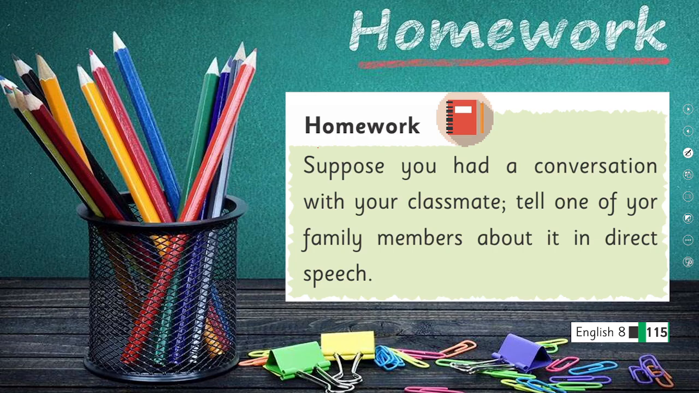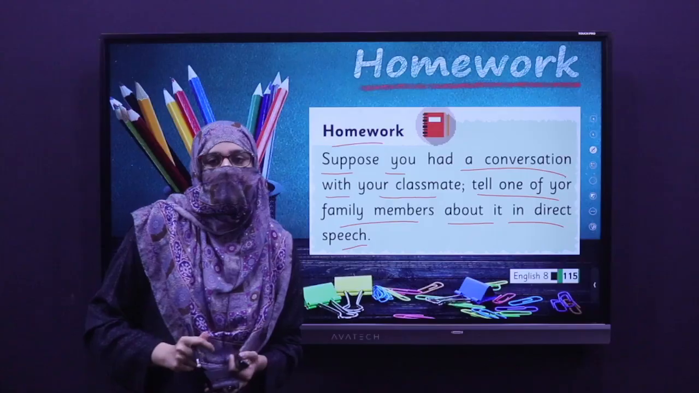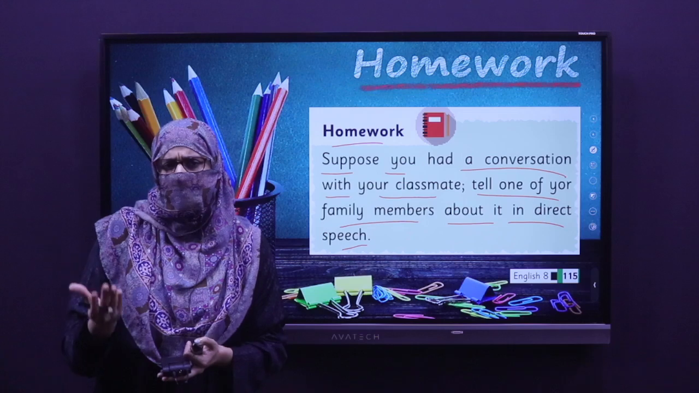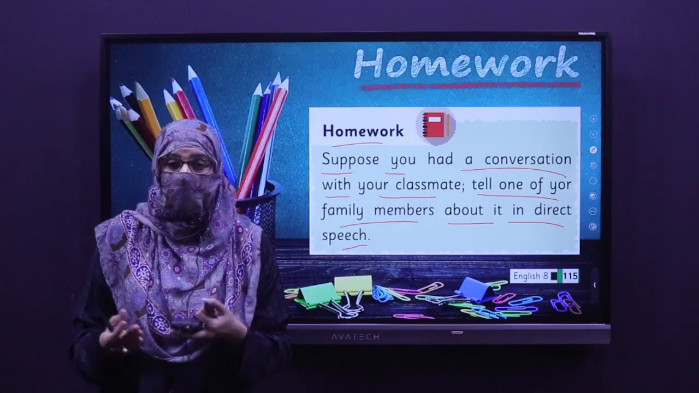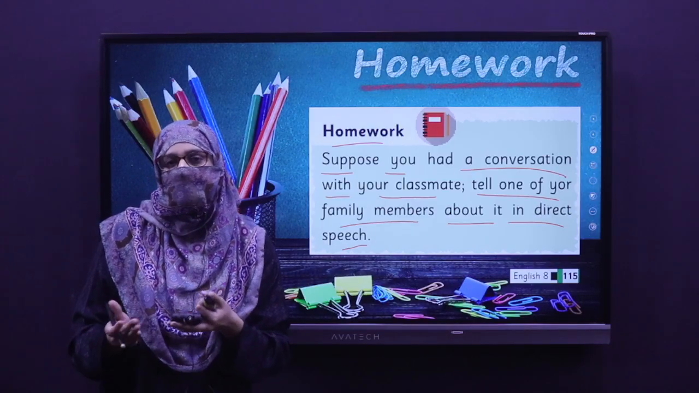This is your homework. Suppose you had a conversation with your classmate. Tell one of your family members about it. क्योंकि आपने अपने क्लासमेट से, अपने क्लास फेलो से जो कन्वर्सेशन की होगी वो डायरेक्ट स्पीच होगी. अब आपने अपने किसी फैमिली मेंबर को उस कन्वर्सेशन के बारे में बताना है. And how would you do that? You would change that direct sentence into indirect sentence.